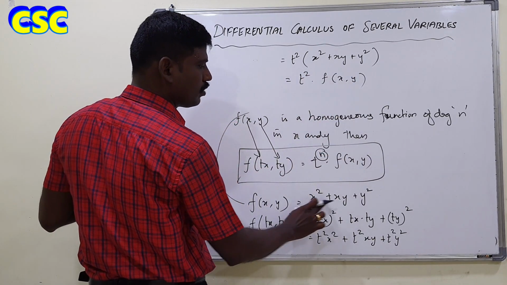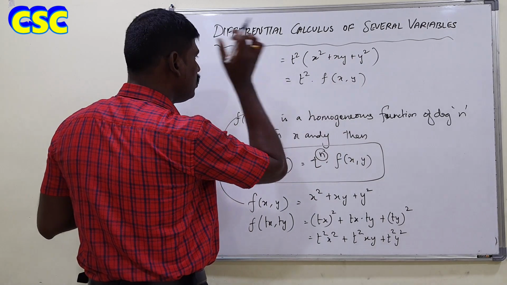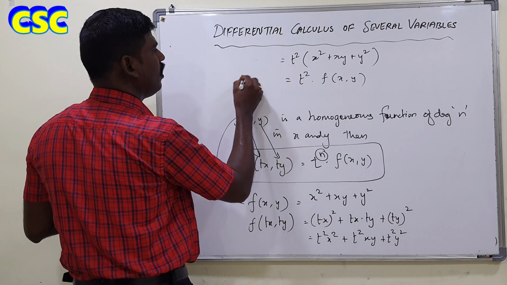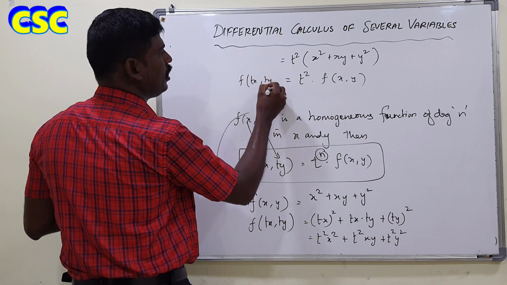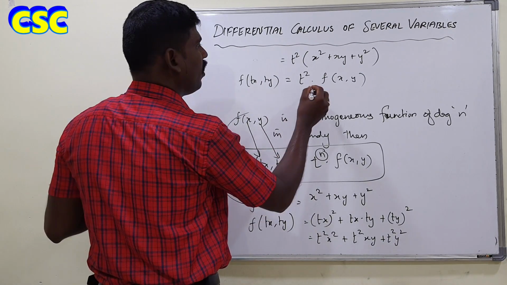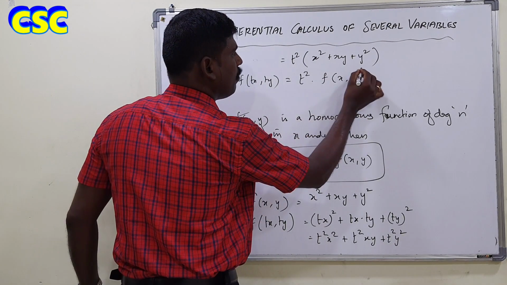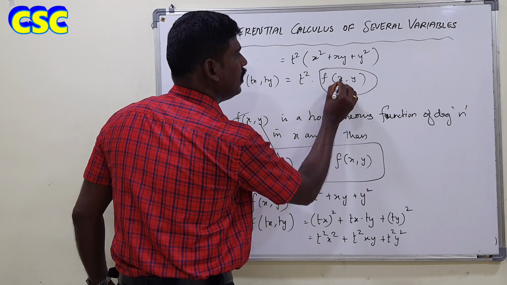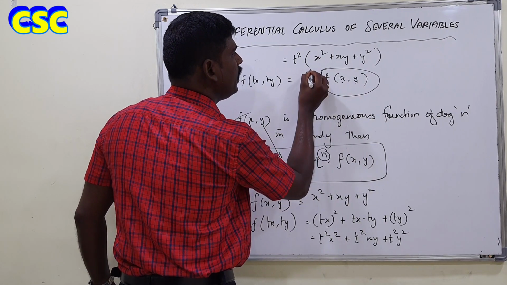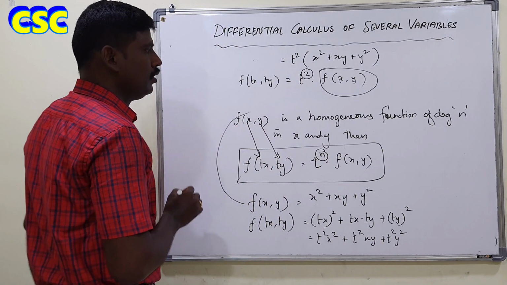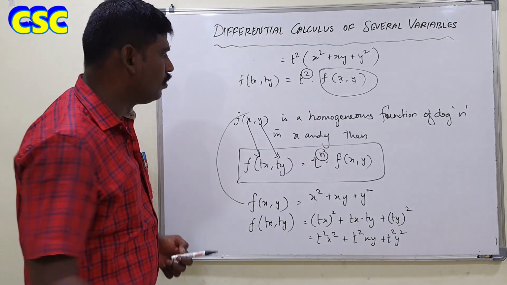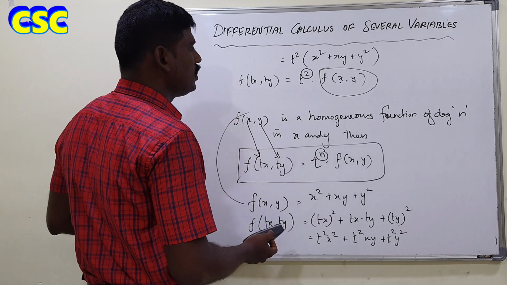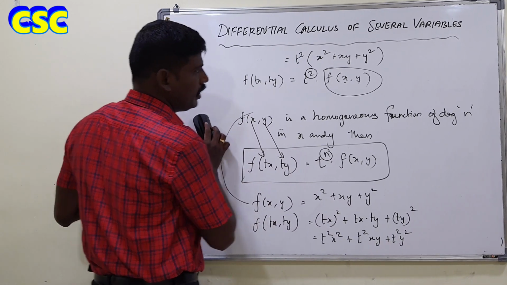What is f of x comma y? x square plus xy plus y square. That is already here, so I rewrite it as f of x comma y. What is on the left hand side? f of tx comma ty. So what we understood from that is that f of x comma y is a homogeneous function in x and y whose degree is 2. That's all. Similarly, we can find out the degree of homogeneous functions in x and y.